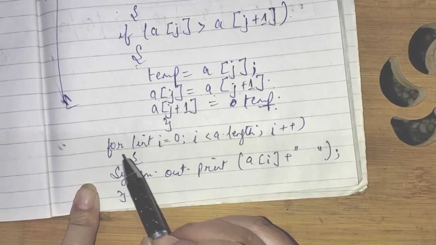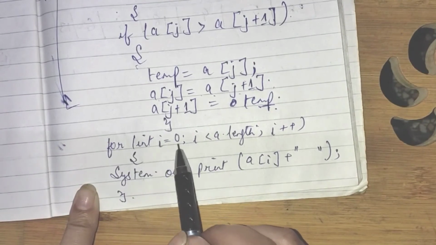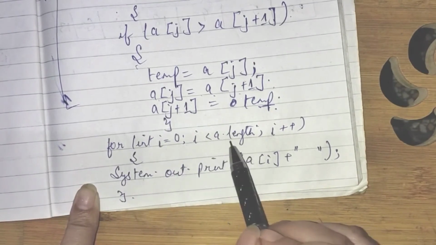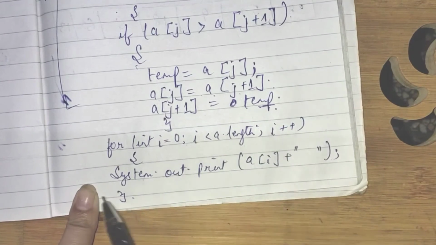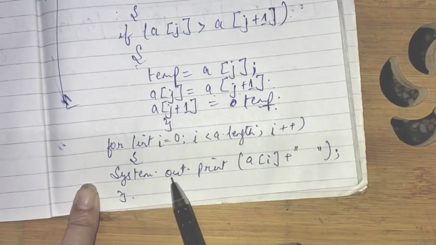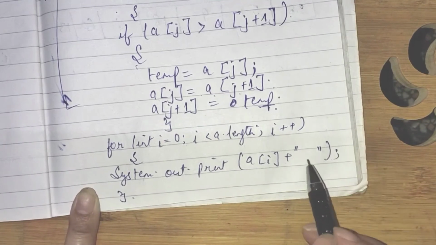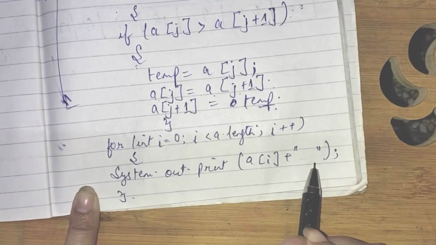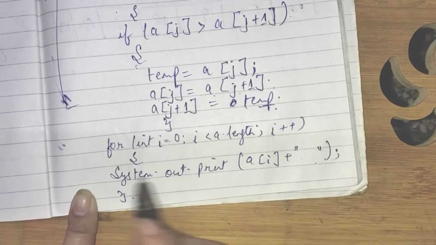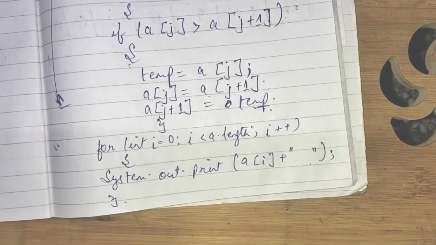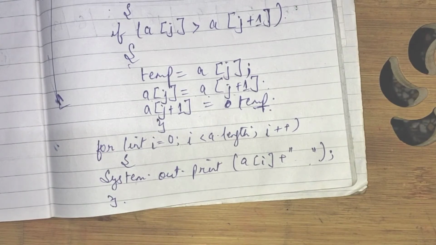And for displaying the output, we will write for int i equal to 0, i less than a.length, i plus plus, and then System.out.print a[i] plus a space, to print the array list, and then a semicolon. Let's run this program on the computer and check the output.